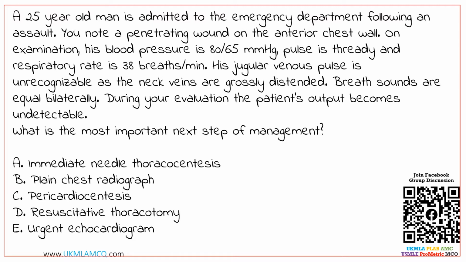On examination, his blood pressure is 80/65, pulse is thready, and respiratory rate is 38 breaths per minute. His jugular venous pulse is unrecognizable as the neck veins are grossly distended. Breath sounds are equal bilaterally. During your evaluation, the patient's output becomes undetectable. So we ask, what is the most important next step of management?